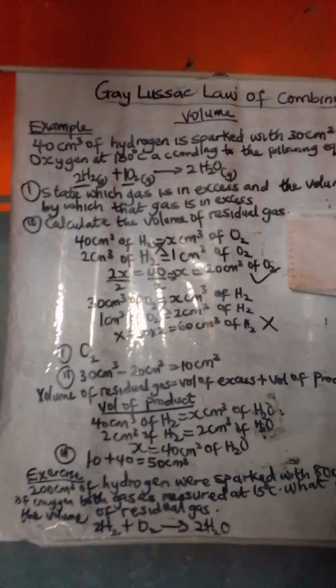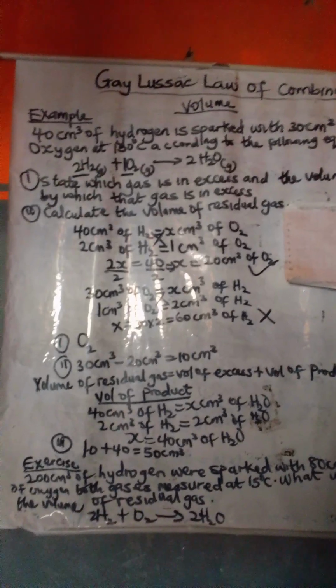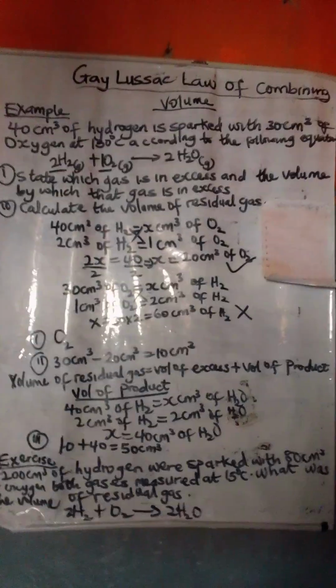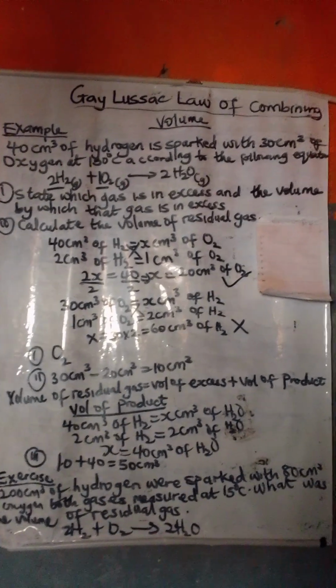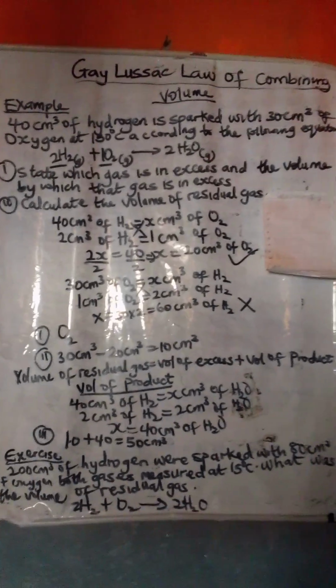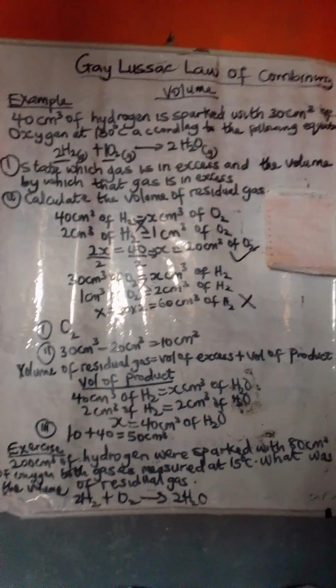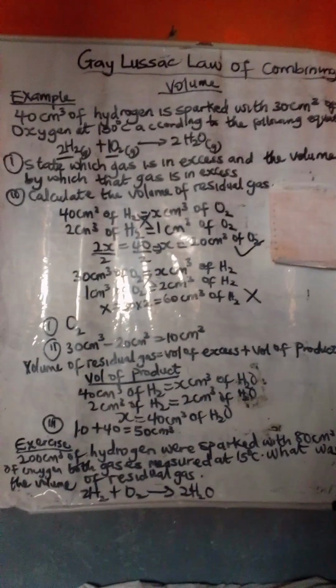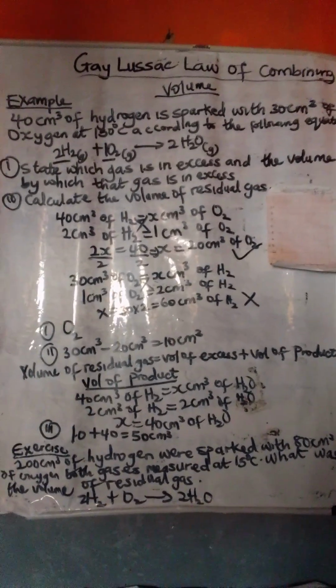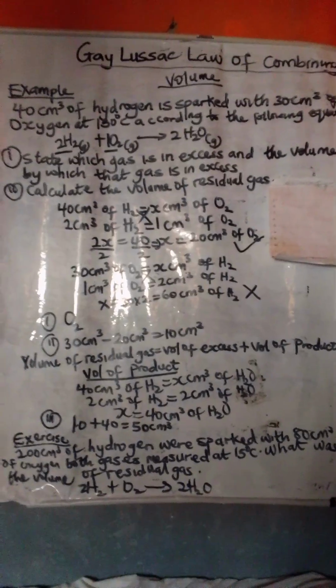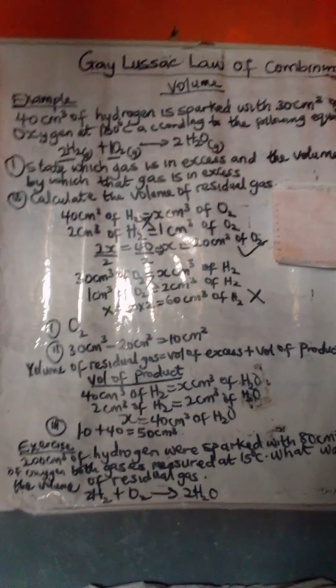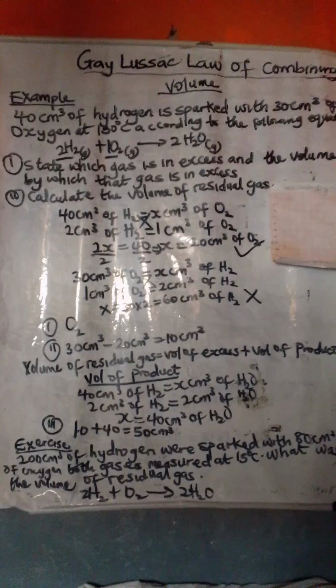But the second one, I try to calculate for hydrogen. I have 60 cm³ of hydrogen. Please take note, hydrogen must be under hydrogen and oxygen must be under oxygen. So if you use 30 cm³ of oxygen, at the end of the day, you will use 60 cm³ of hydrogen. And you started with 40, you end up with 60, which is not reasonable, is not possible. So that is why it is not accepted. So the first one is accepted, which is oxygen. The gas that is in excess is oxygen.